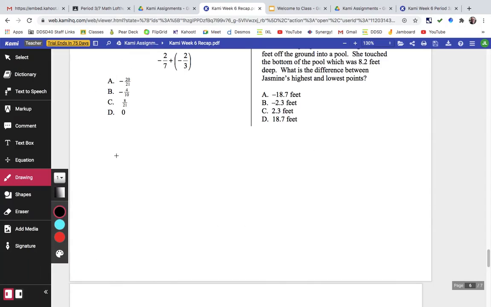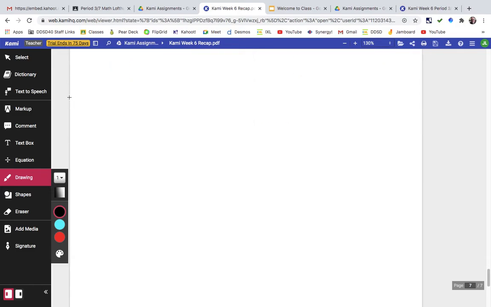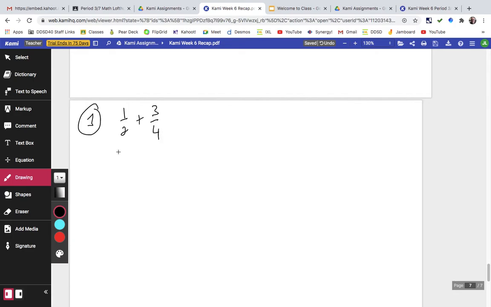Problem number 1 was 1/2 plus 3/4. That's going to be 2/4 plus 3/4. That's equal to 5/4. 5 divided by 4. 4 goes in once, and there's 1 left over. So that's equal to 1 1/4.